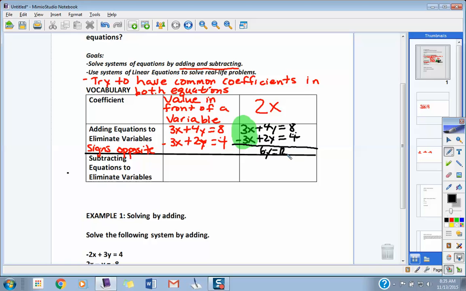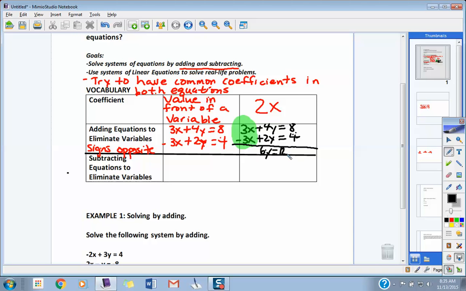Would you be able to solve this now for y? You would, wouldn't you? Couldn't you just take 12 and divide it by 6? 12 divided by 6, and you would have a y value of what? 2. Once you knew y was 2, couldn't you plug that back in somewhere to solve for x? You could. Okay.